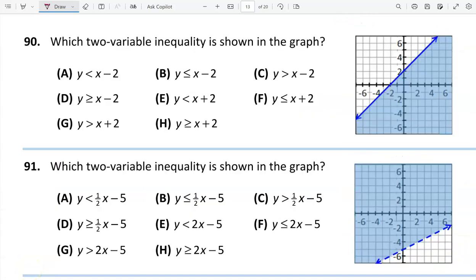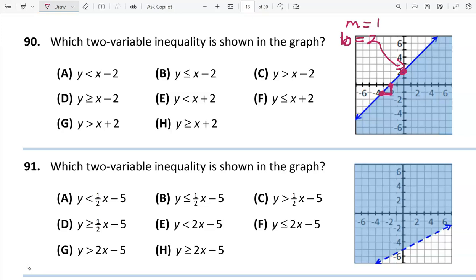In 90, we're asked which two-variable inequality is shown in the graph. So first off, we need to determine what the equation of this boundary line is. This boundary line has a slope of 1 because the rise from one point to the next is 1 and the run is 1. It's a positive slope because the graph is rising as you go from left to right. Its y-intercept is 2, so its b value is positive 2.